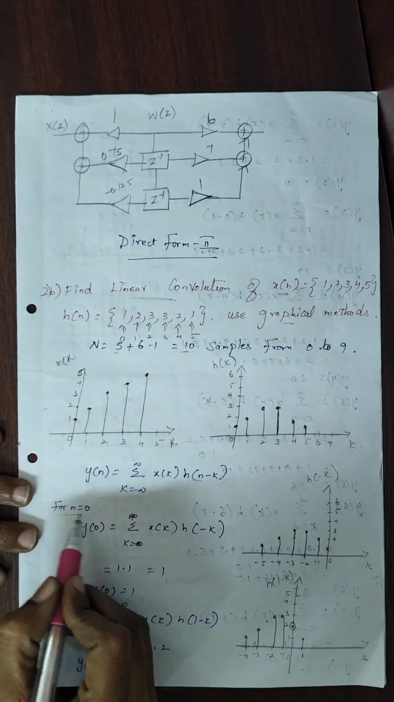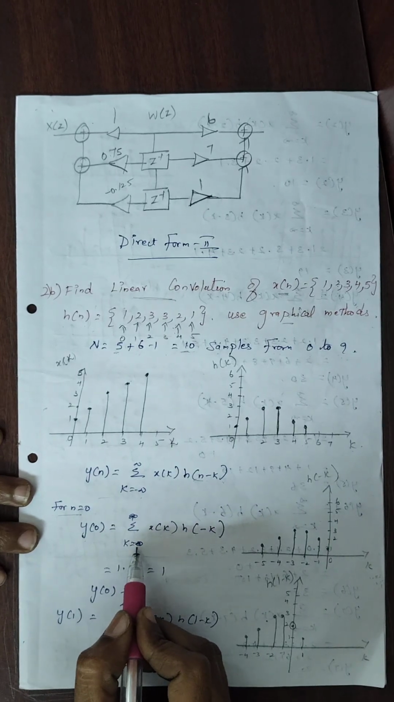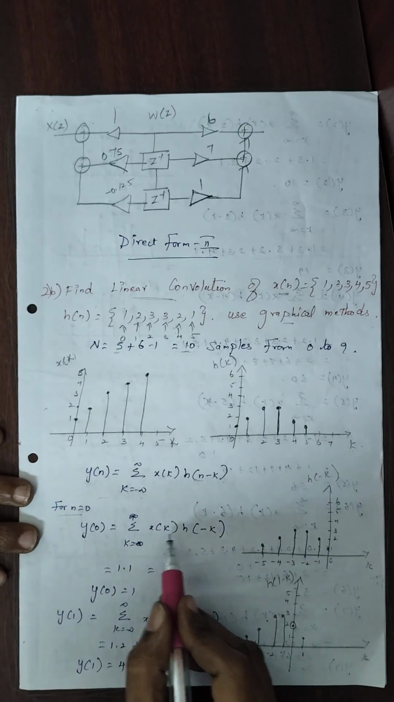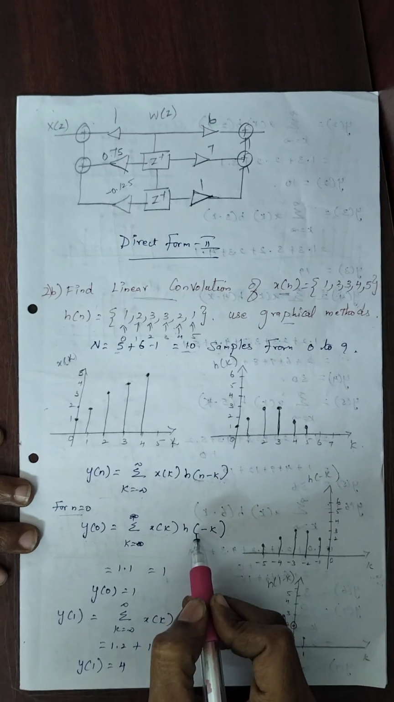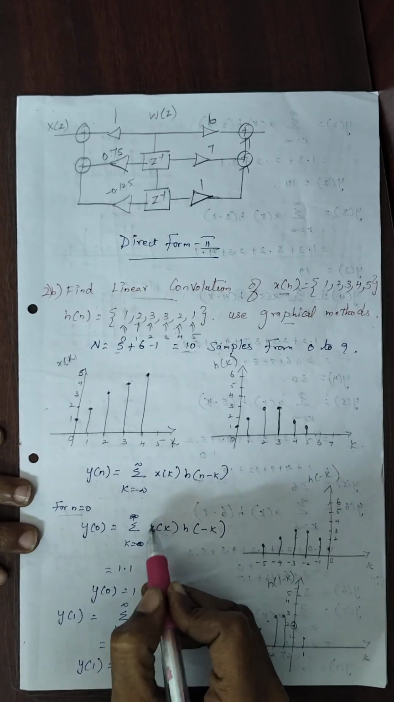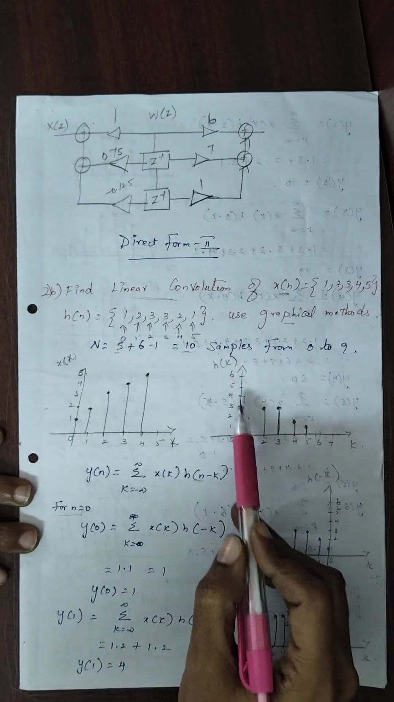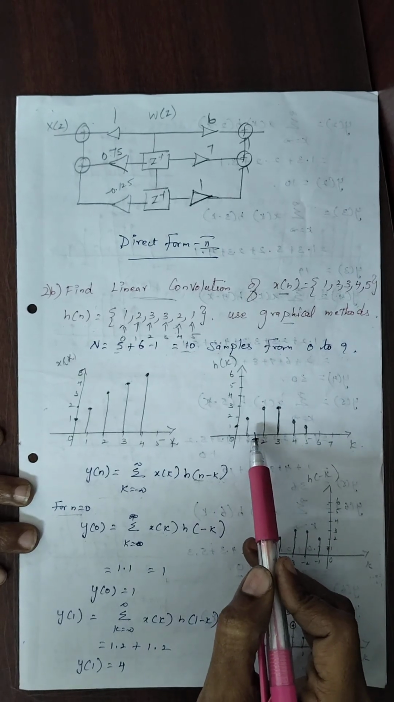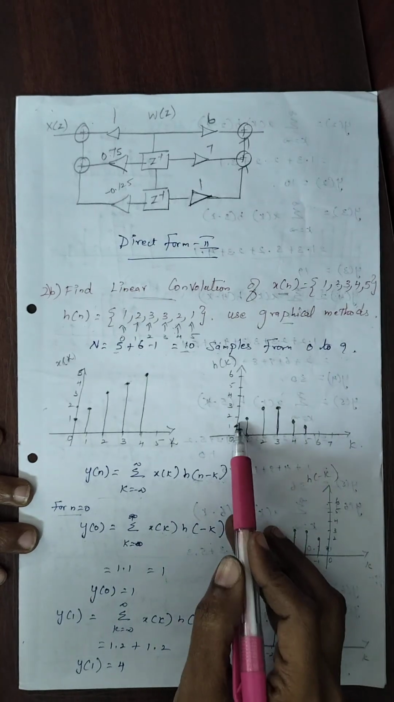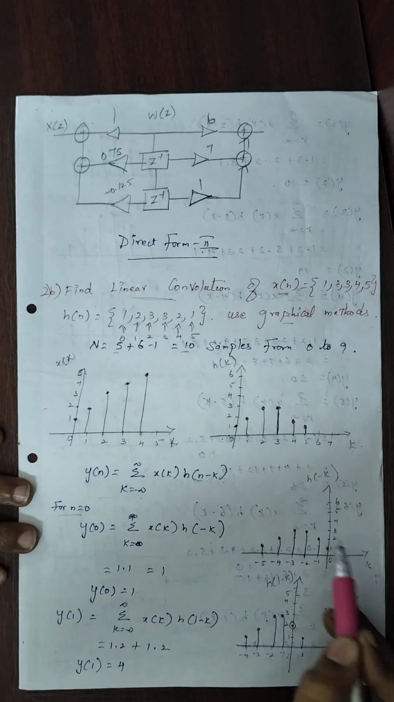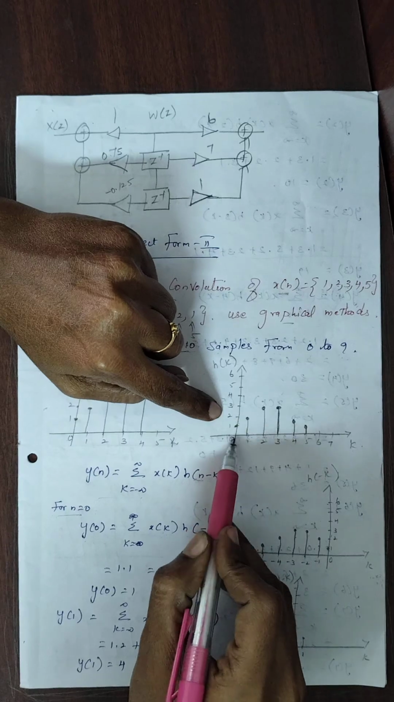For n equal to 0, y of 0 is equal to summation k equal to minus infinity to infinity x of k h of n minus k. For n, we substitute 0. So we need h of minus k. We know the h of k graph, and h of minus k is the reverse of h of k. On the x-axis k and on the y-axis h of minus k, for 0 there is no change.